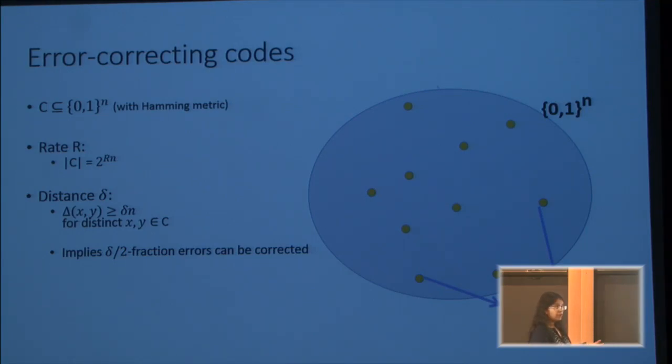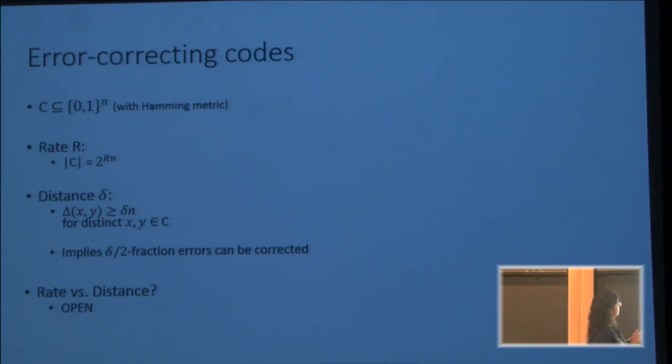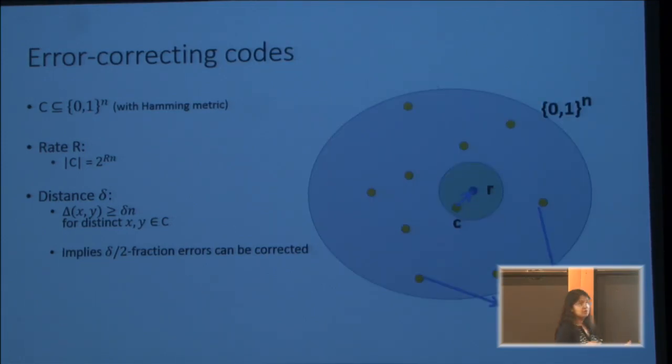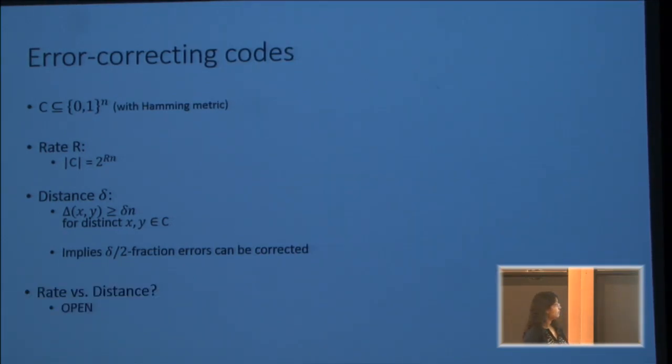And if you have a code of distance delta, this implies that you can correct up to delta over 2 fraction errors in a code word. So for instance, if you start with a code word C and you have up to a delta over 2 fraction errors, and you get a received word R, then when you search in a ball of radius delta over 2 around R, there'll be only one code word in that ball, and so you can uniquely identify the code word which would have resulted in R. So the larger delta is, the more errors you can correct.